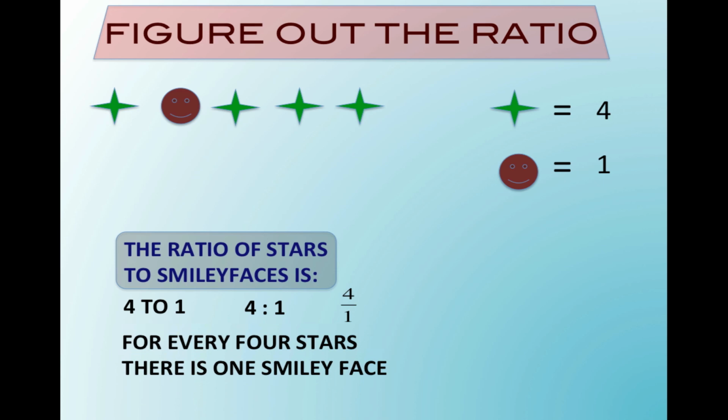Now, why is the 4 first? Once again, why isn't it 1 to 4? Because in the question they asked you what is the ratio of stars to smiley faces. They mentioned stars first, so you put stars first. And for the fraction form, you make sure that 4 is in the numerator and 1 is in the denominator because there's only 1 smiley face. And in word form, you could also say in an order, for every 4 stars, there's 1 smiley face.